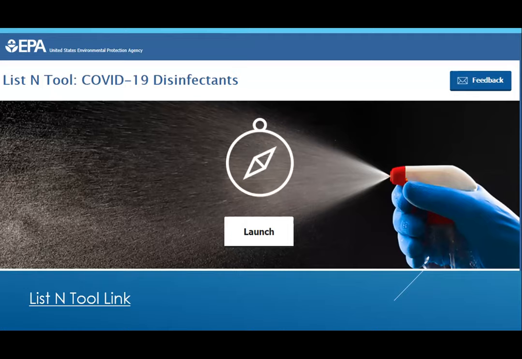So EPA did some work to determine, among currently registered products, what would be effective based on what viruses we do know it works against. And in this, you can download this presentation, and this is a live link down here that you can use to go to this tool. And if you hit the launch button, you get to a screen.